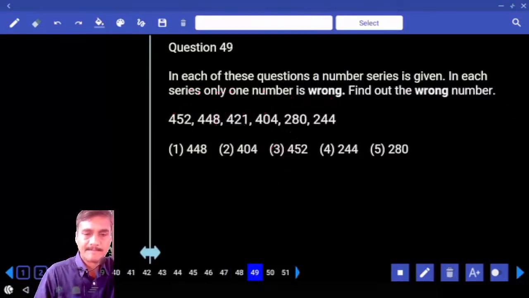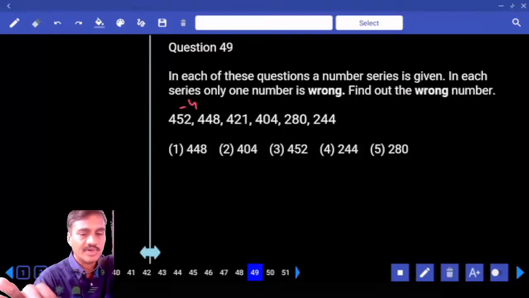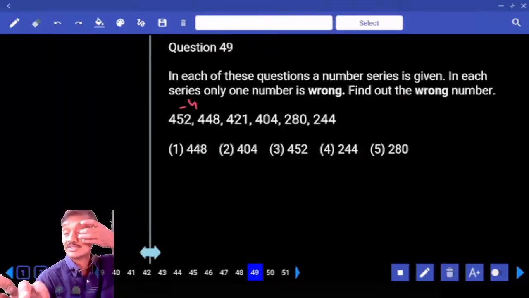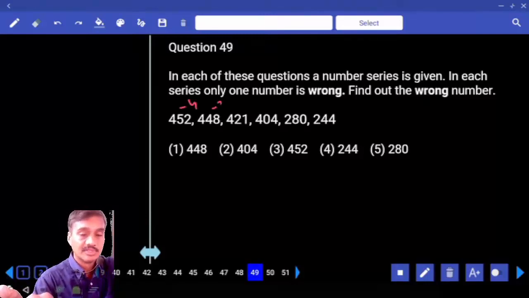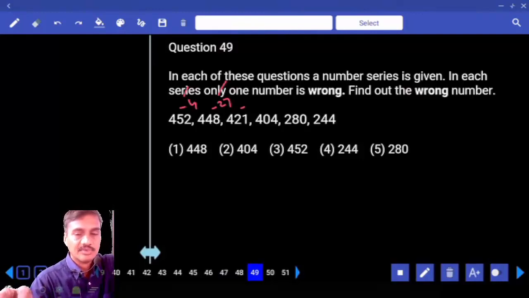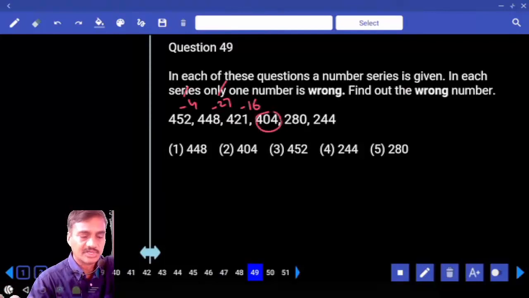Then 49. Difference, product, combination, difference. What is the difference here? 52 and 48, minus 4. 48 and this one 21. What comes? 27. Plus or minus? Minus 27. And 4 can be written as 2 square 3 cube. What should come next? And 21 and 4, the difference is how much? 17. Should it be 17 or 16? It should be 16.